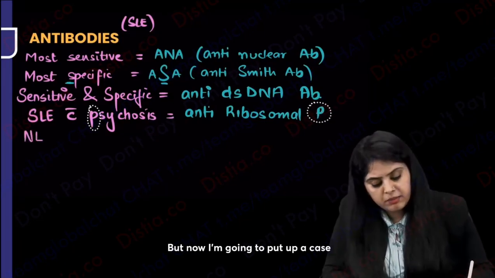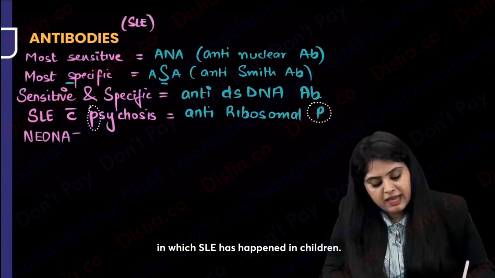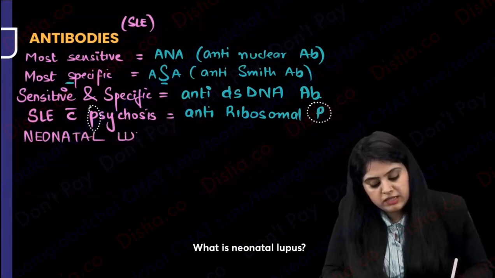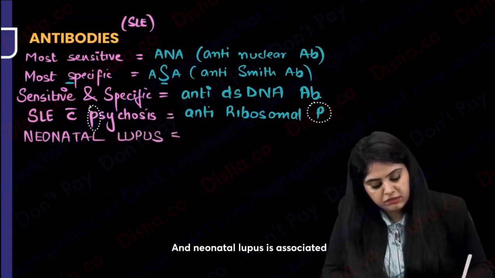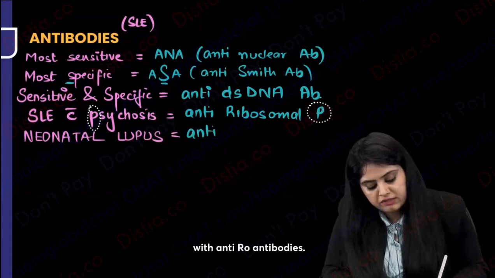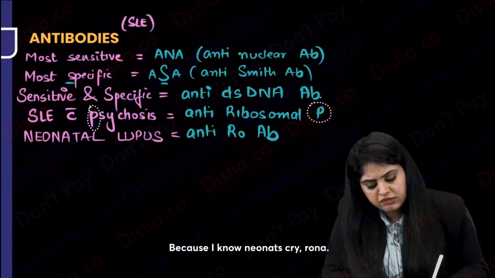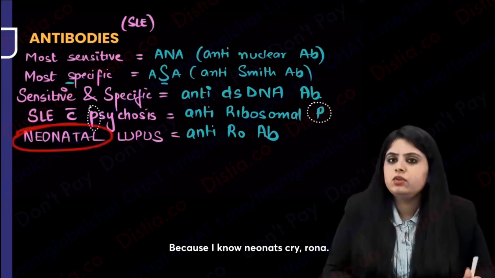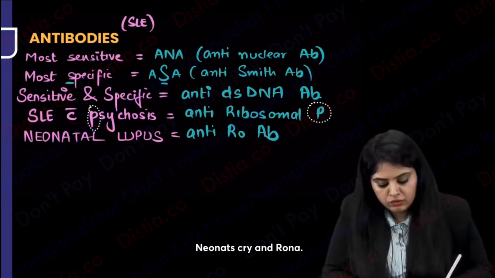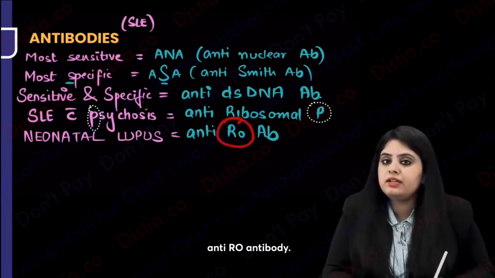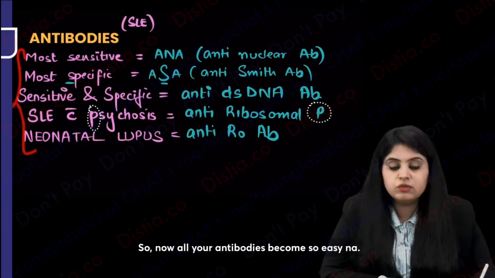But now I'm going to put up a case in which SLE has happened in children. What is neonatal lupus? Neonatal lupus is associated with anti-Ro antibodies. How will I learn this? Because I know neonates cry, Rona, neonates cry and Rona. So Rona is obviously going to be anti-Ro antibody. So now all your antibodies become so easy, no?